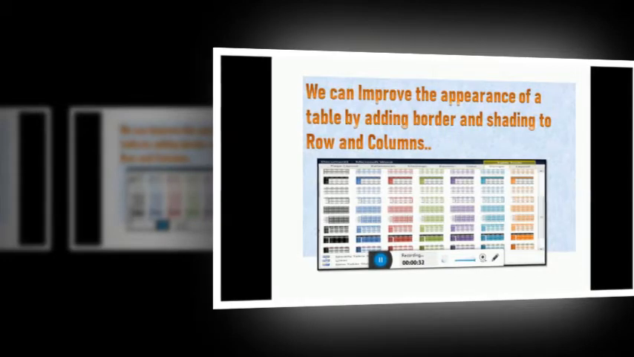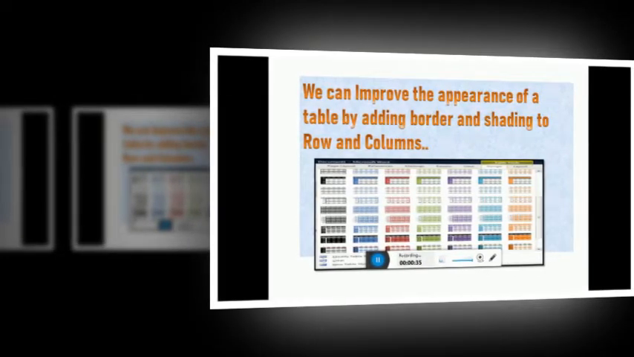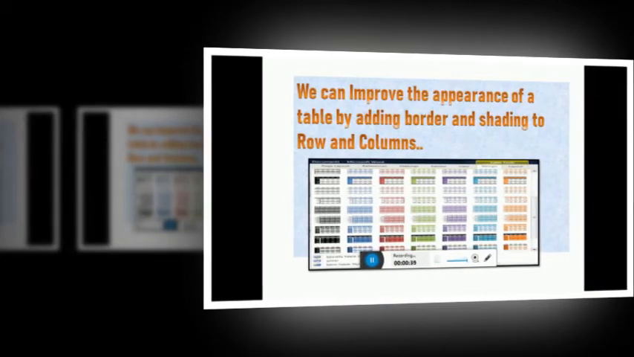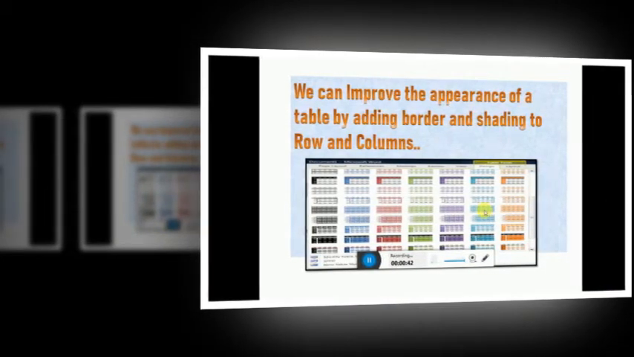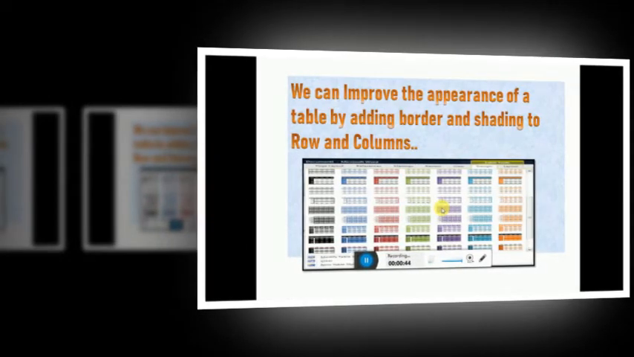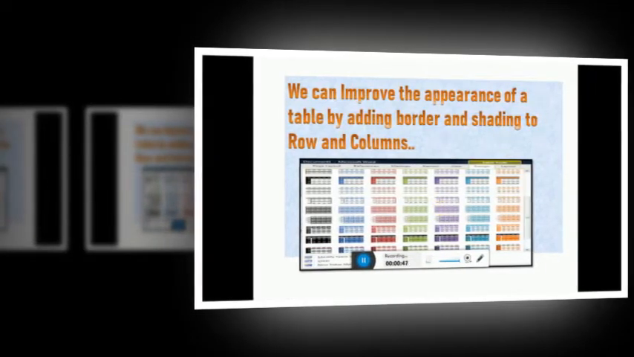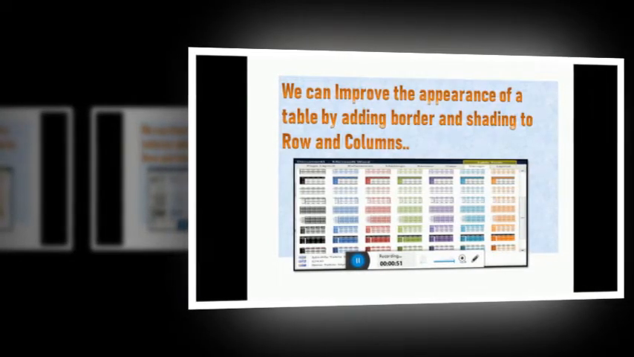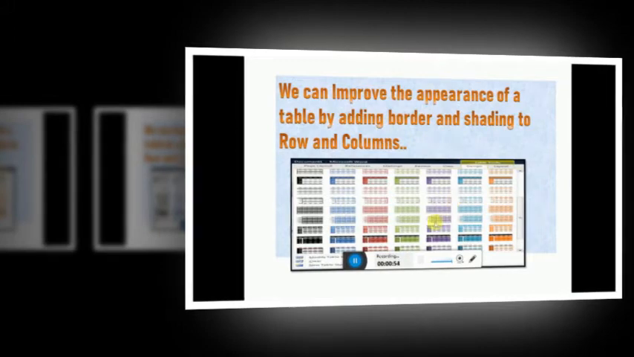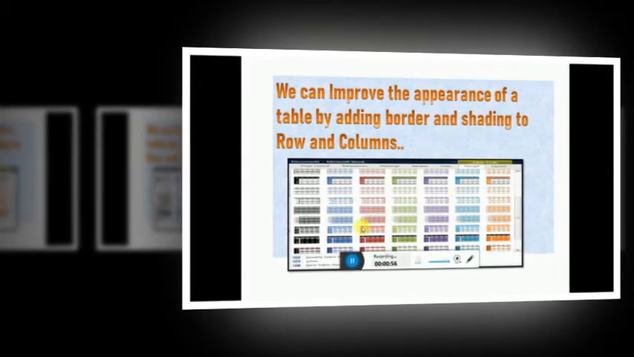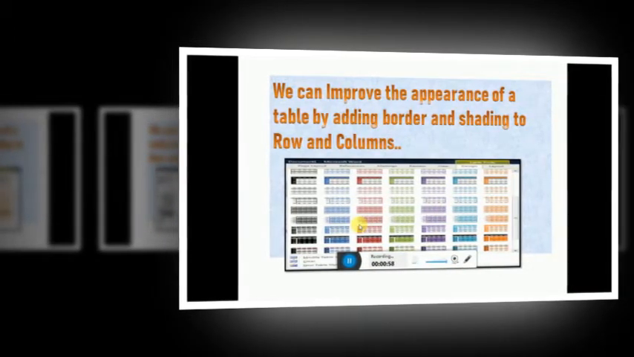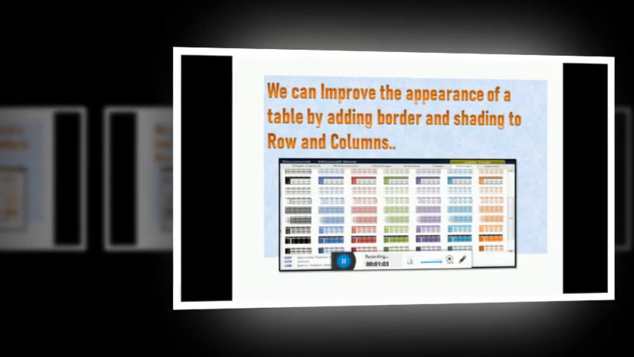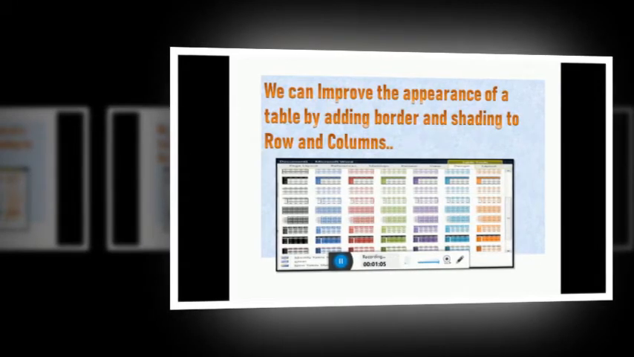Now we can improve the appearance of a table by adding borders and shading to rows and columns. Here, students, you can see the picture with different styles of table borders, to see how beautiful they look after applying the border and shading. Now let us move to MS Word 2007 to apply border and shading on a table.